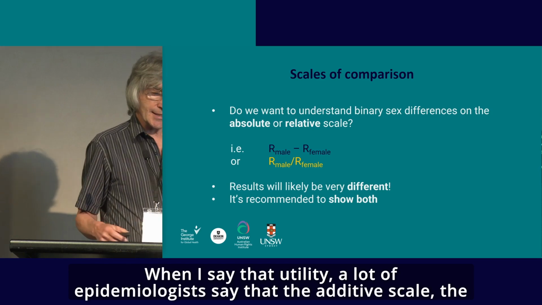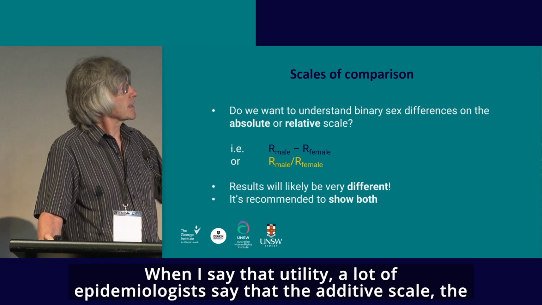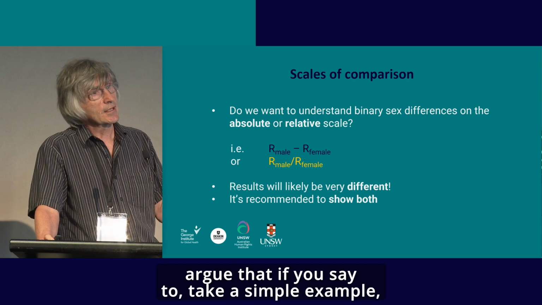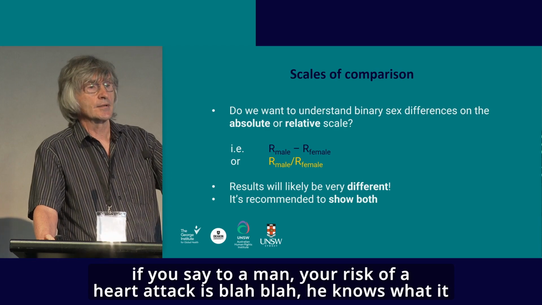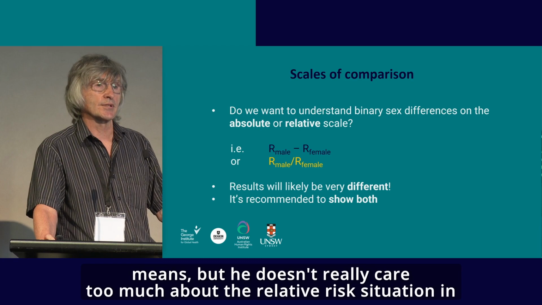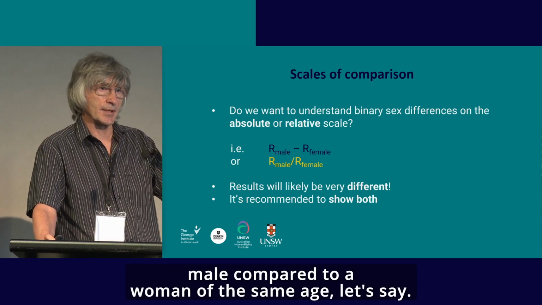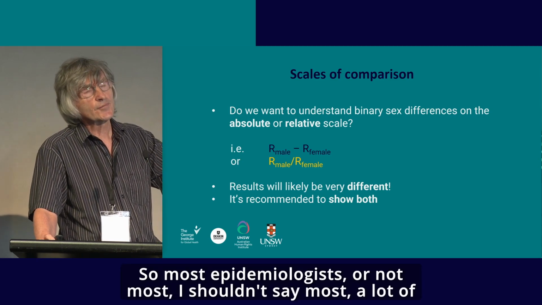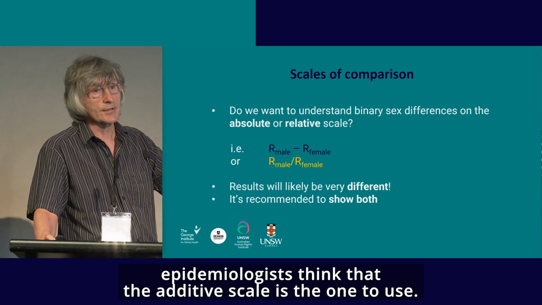And when I say utility, a lot of epidemiologists say that the additive scale, the absolute scale, is the only one that is really useful, because they argue that if you say, to take a simple example, to a man, your risk of a heart attack is such and such, he knows what it means, but he doesn't really care too much about the relative risk situation, male compared to a woman of the same age, let's say. So a lot of epidemiologists think that the additive scale is the one to use.